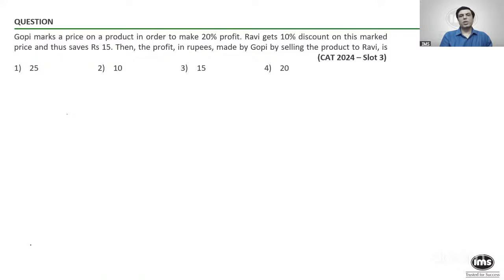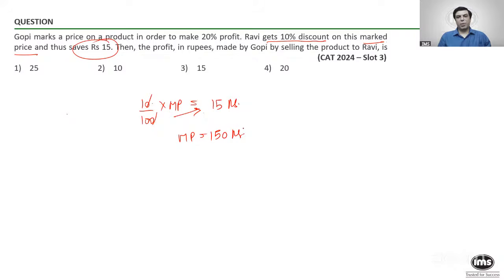It is known to us that Ravi is getting 10% discount on marked price and he's saving 15 rupees. What this means is 10% of the mark price is 15 rupees. So how much is the mark price? The mark price is nothing but 150 rupees. Now, how did we get this mark price?